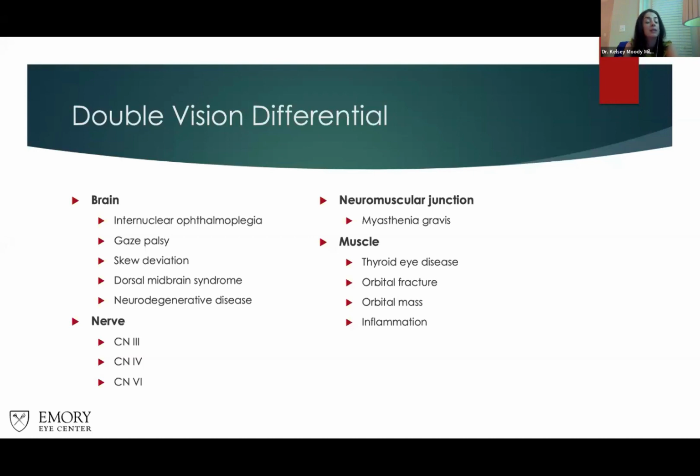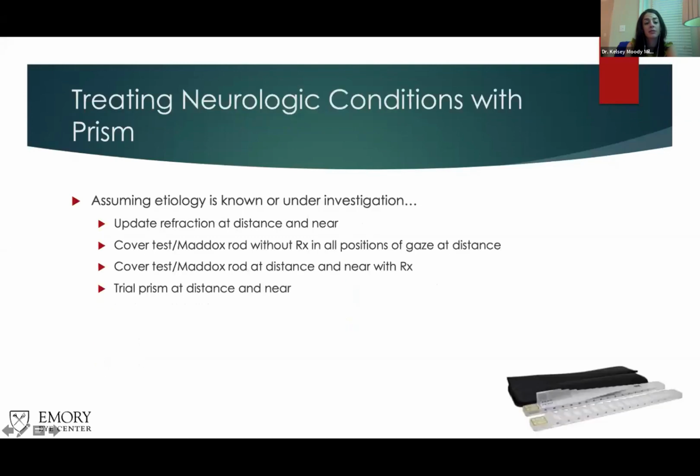Or neurodegenerative disease. And this is a lot of the patients that I see as well. So different things like Parkinson's and progressive supranuclear palsy. These patients often have convergence insufficiency and need prism at near to help be able to read comfortably. Obviously, our cranial nerve 3 palsies, we always want to think about 4 and 6, myasthenia gravis, as we mentioned, and then something purely localizing to the muscle itself.